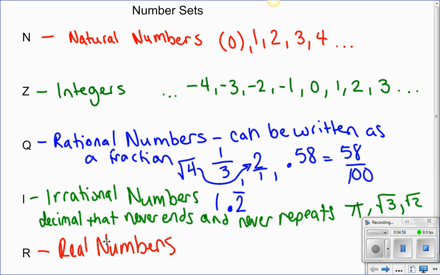Complex numbers refer to an imaginary part that is taking the square root of a negative number. So for example, the square root of negative 1 is the number i, but we won't look at that this year, just to be curious.